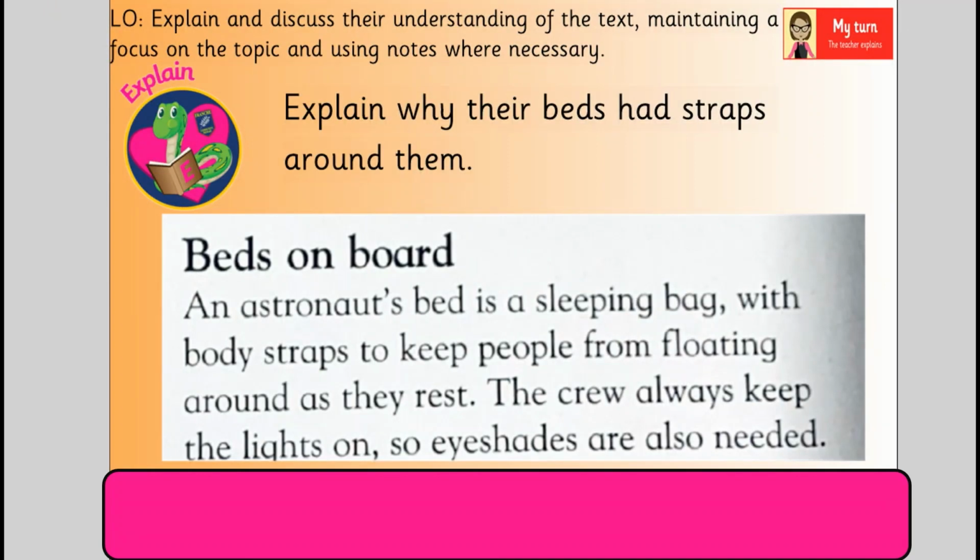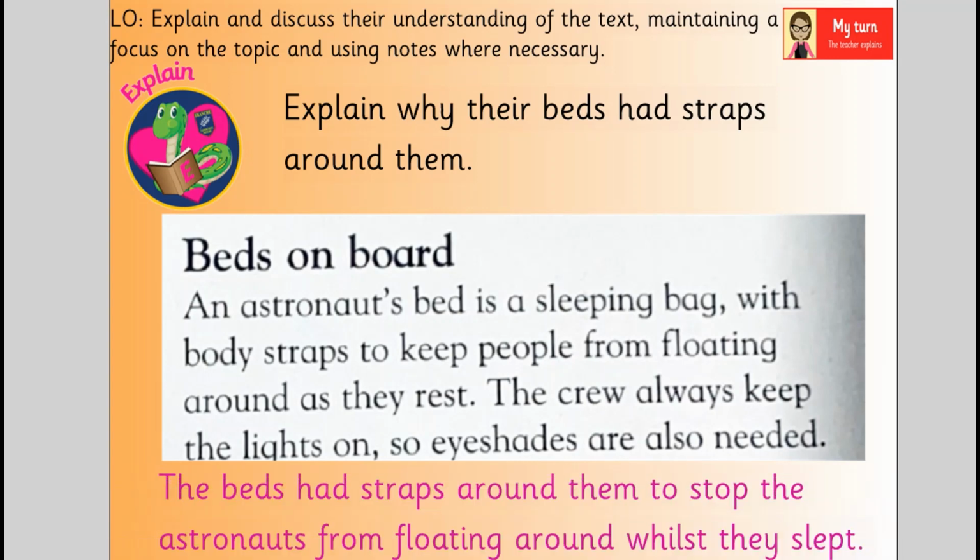So let's have a look at this question. Explain why their beds had straps around them. So I need to read the text again and then I need to create my answer. Beds on board. An astronaut's bed is a sleeping bag with body straps to keep people from floating around as they rest. So that there, I don't need to carry on reading because I've got my point there. They need to have straps around them to stop them from floating as they rest. So this is my answer to the question. The beds had straps around them to stop the astronauts from floating around whilst they slept. I have got my point and I've explained my point using evidence from the text.